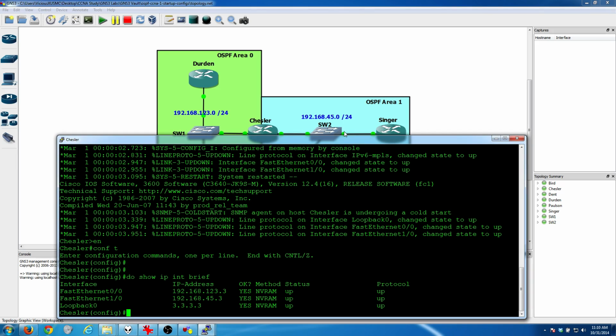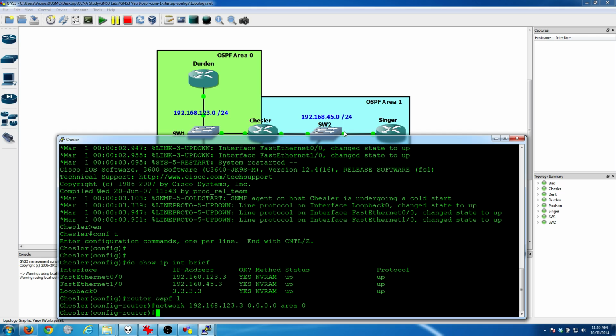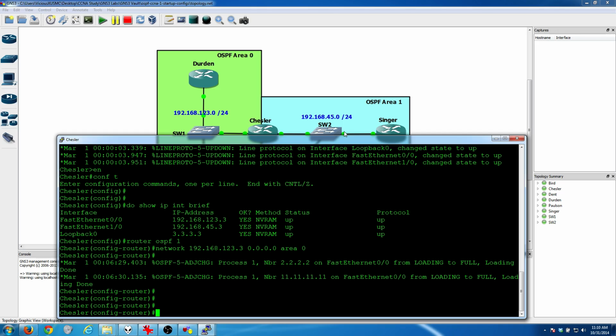So let's go to router OSPF 1 network. And now I'm going to do the Cisco recommended way of doing this. I'm going to say network 192.168.123.3, and I'm going to use a zeroed out wildcard mask, and that's going to be area 0. And it's probably going to spam me with a bunch of adjacencies here in a second. Okay. Network, and we're going to use 192.168.45, and this guy is zeroed out, and he's in area 1.